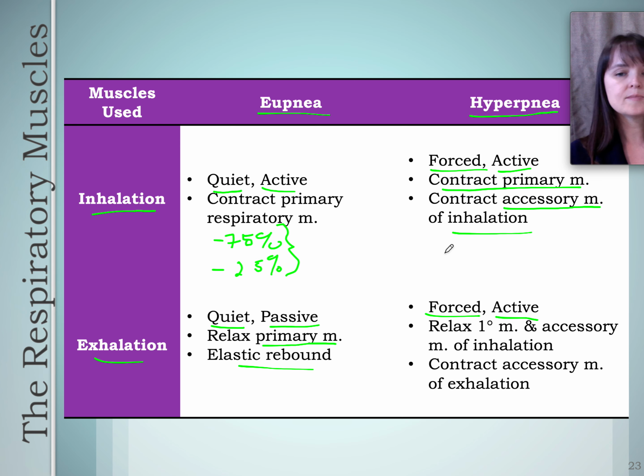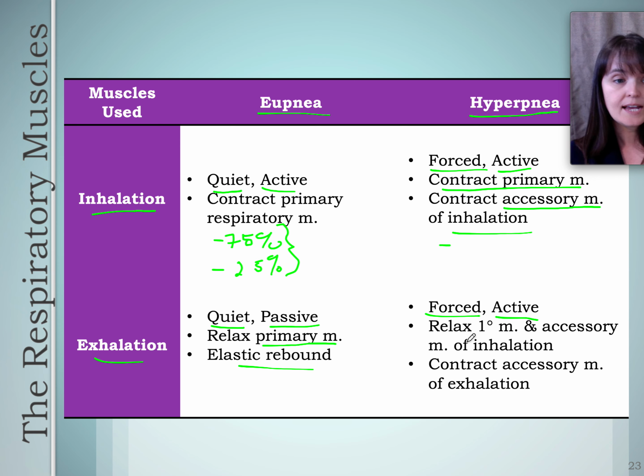The accessory muscles of inhalation include the sternocleidomastoid, which is this muscle right here in the neck. It helps lift the rib cage. The serratus anterior, recall those, they land on the ribs, one on each rib, and they help expand the rib cage. And the pectoralis minor, which is the one just deep to the pectoralis major, and the scalenes, which we didn't learn in lab, so we'll glance over that.